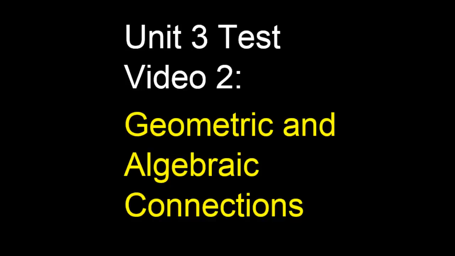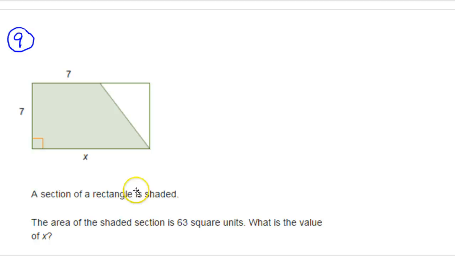Okay, this will be my second video to go along with the Unit 3 test, which was all about geometric and algebraic connections. Alright, a section of a rectangle is shaded. The area of the shaded section is 63 square units. So this is 63 units squared. What is the value of x?